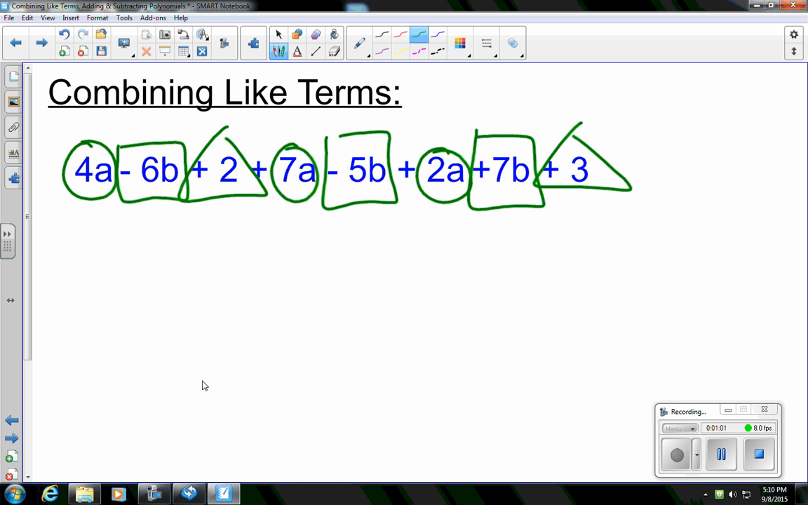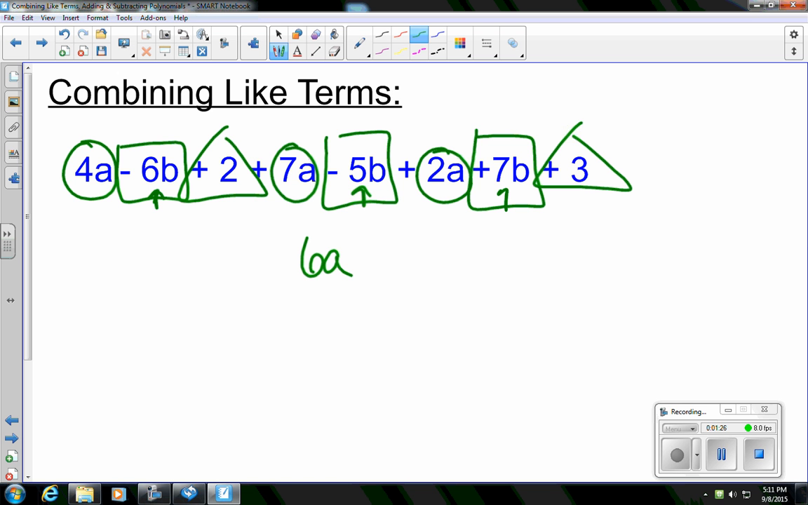So for my circles, I have 4a plus 2a. So I add my coefficients to get 6a. For b, I have negative 6b plus 7b and a negative 5b. So I'm going to do two at a time. First, we're going to talk about this negative 6b and the negative 5b. That will give me a negative 11b.